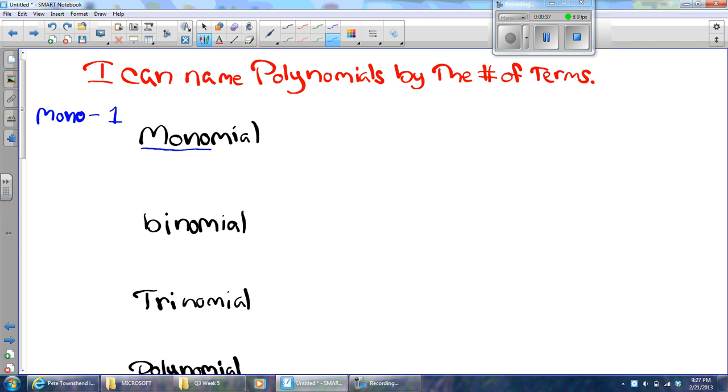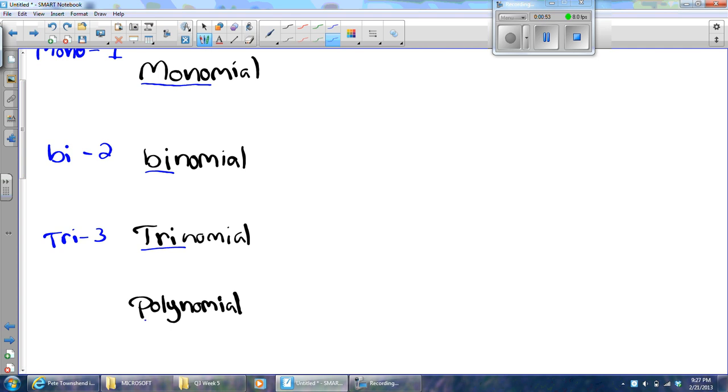And here we have a binomial, like in bicycle. Bi means two. All right, here's a trinomial, and tri means three. And then here we have the prefix poly, which does not mean parrot. Poly means many. And many is defined in math to be more than 3.